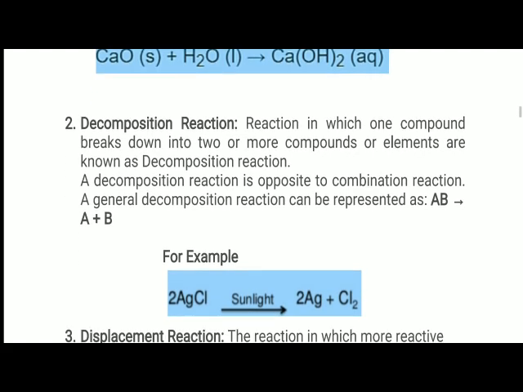You can see the general formula, the reactant is one, that is AB. From that AB, A plus B are formed, or you can say it has been split. So in decomposition reaction, opposite to combination reaction, from one reactant you can get two or more products.